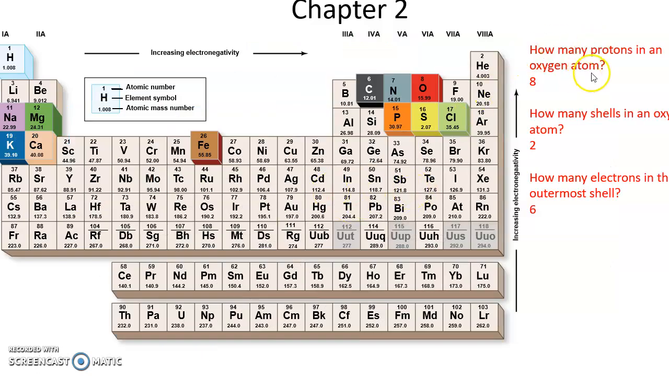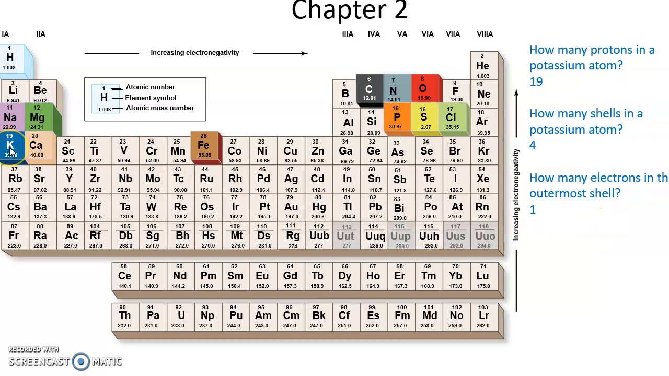So for an example, oxygen. Oxygen over here has 8 protons, so its atomic number is 8. It has 2 shells, 2 electron shells, because it's in the second row. And it has 6 electrons in its outermost shell because it's in the 1, 2, 3, 4, 5, 6th column. I know we're skipping over talking about these in the middle here. We're not going to go into those in any great detail in this course.